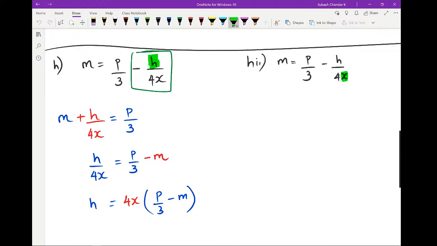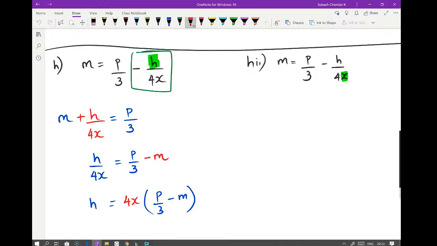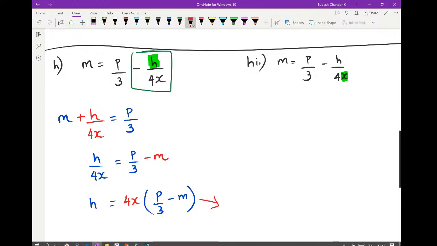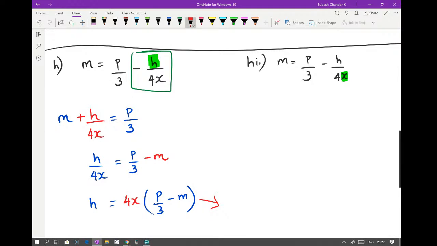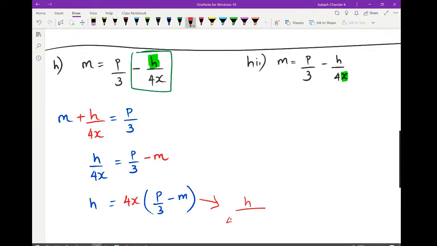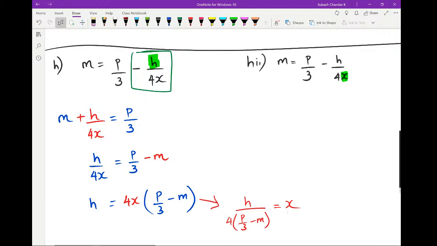All right. So what I'm going to do is I want to have x by itself, and I'm going to follow pretty much the same step as I did before. But the other thing that I can do also is I'm going to show you guys a slightly different method, because I know you could have actually done it this way as well. What I mean by this way is go from here and just rewrite that as h divided by 4 bracket p over 3 minus m equals to x. So if you had actually done that, that's absolutely fine. There's nothing wrong with it.